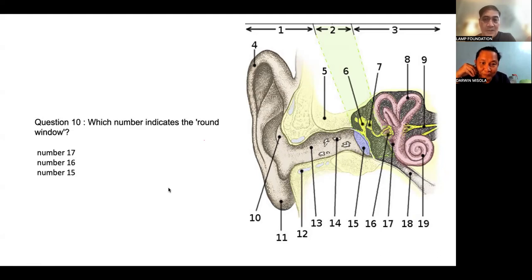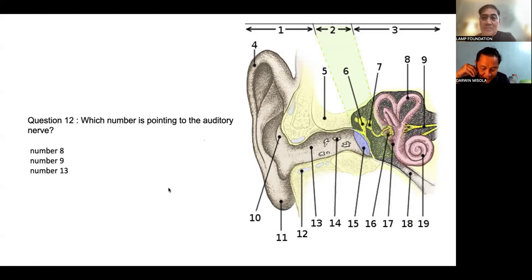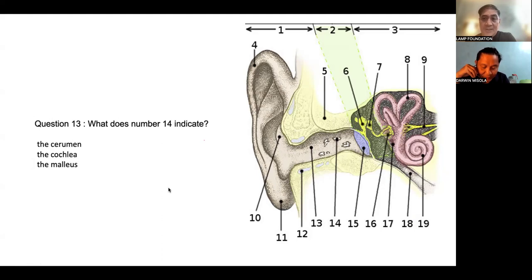Auditory nerve. Which number indicates the round window? 17. Number 12 indicates? Elastic cartilage. Which number is pointing to the auditory nerve? Number 9. What does number 14 indicate?